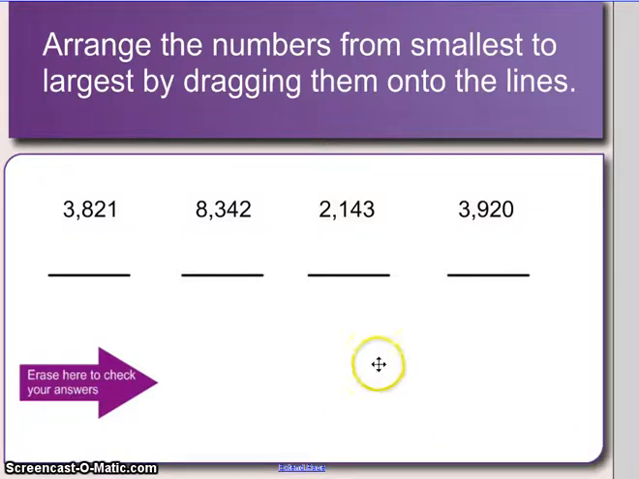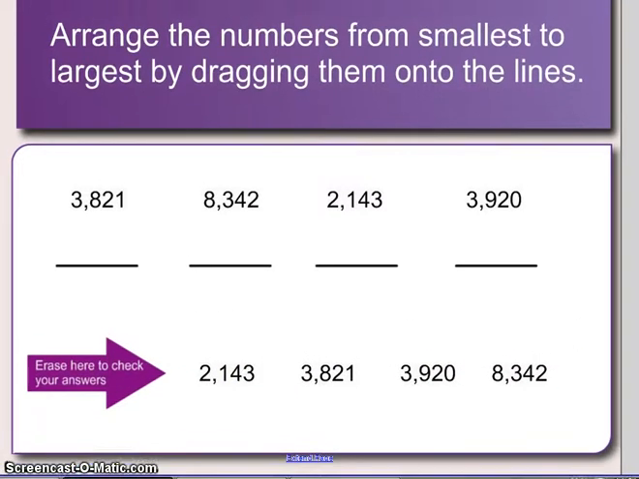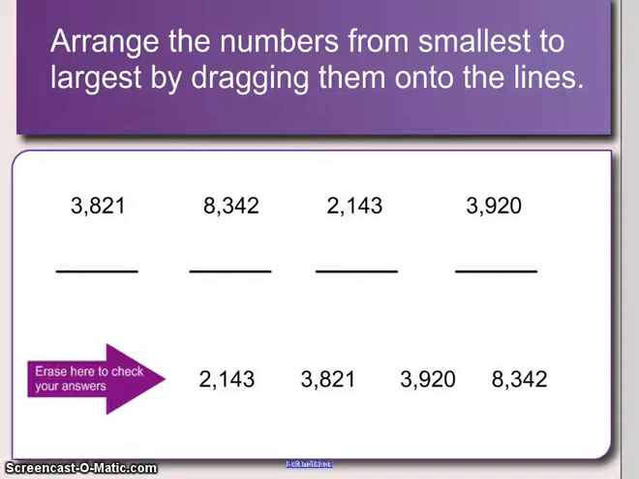And finally, arrange the numbers from smallest to largest by dragging them into the lines. So you would obviously write them. You're not going to drag them. I'll drag them and then I'll erase to check and see if I'm correct. Let's see here. Well, I can't drag, so I will just erase. Move my screen down a little bit to catch my eraser and reveal the answers for you. So there we have it. The order from smallest to largest.